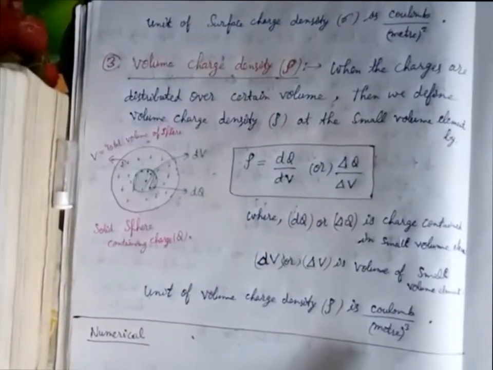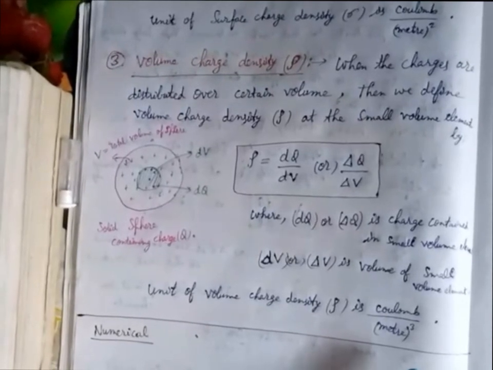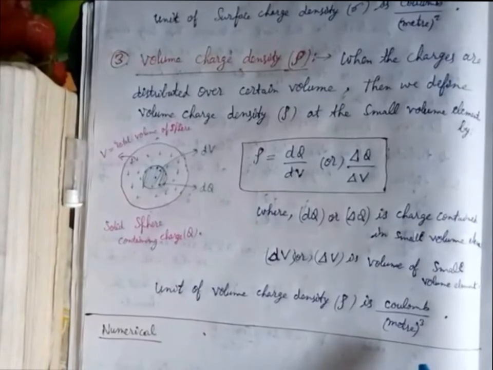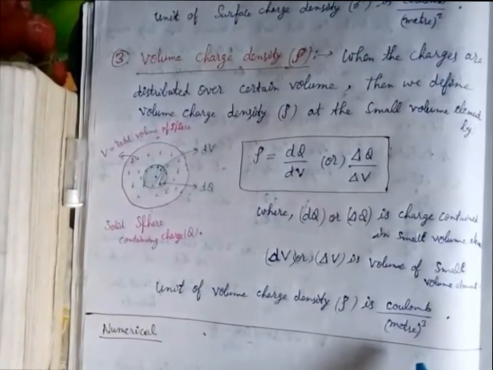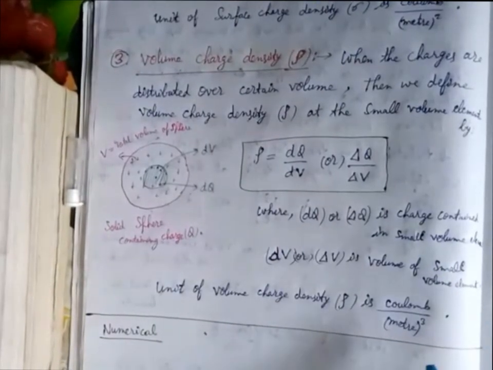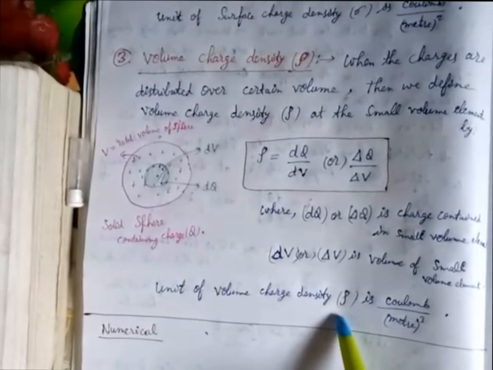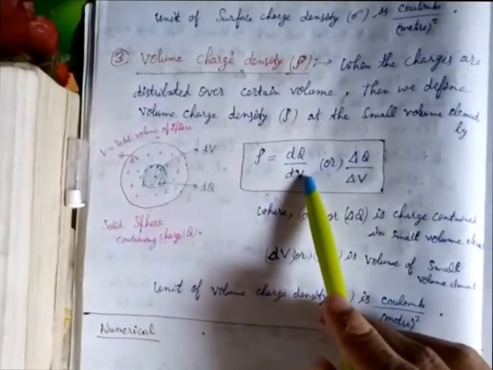As we have in mass, where we take the density term, that is density is mass per unit volume, in the same way here there is volume charge density, that is charge per unit volume. That's all.